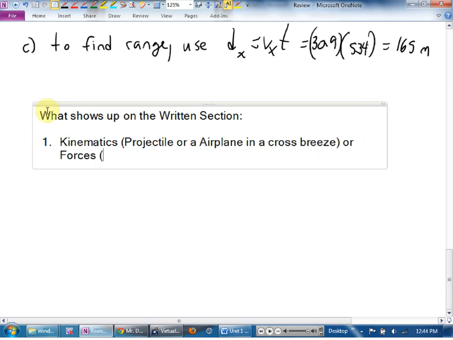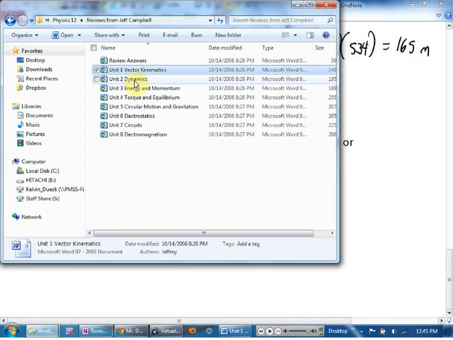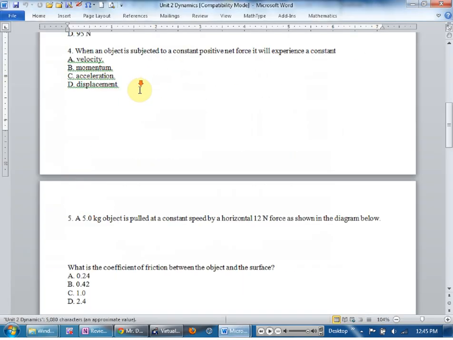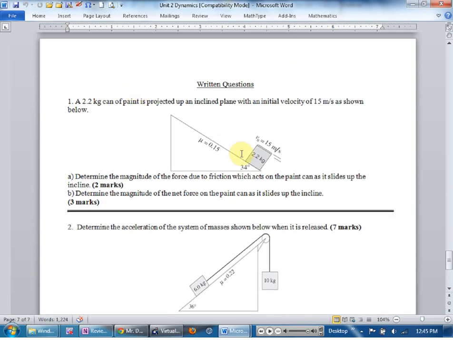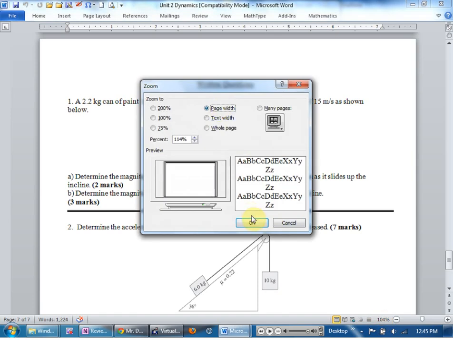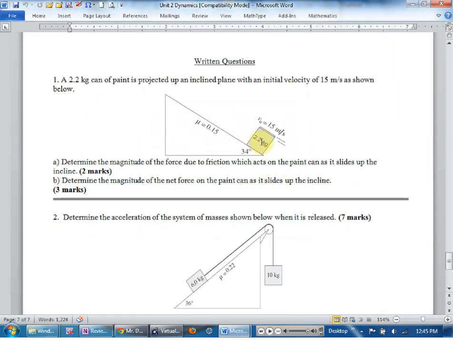Let me see if I can find you a good example of a question like that. So the types of forces questions that you'll see on the written section: stuff like this. Here's a can going up a ramp with an initial velocity. Eventually it's going to come to a stop. When will it come to a stop? I think you'll need to find the net acceleration by going winner minus loser. Components, components, components.